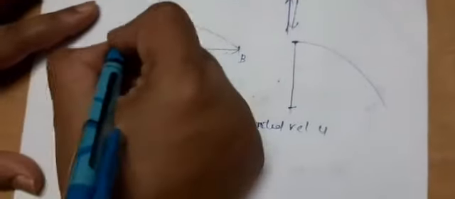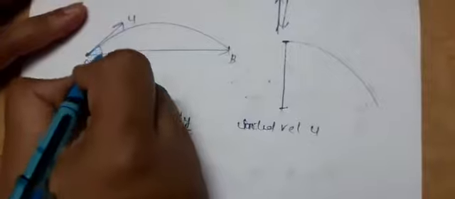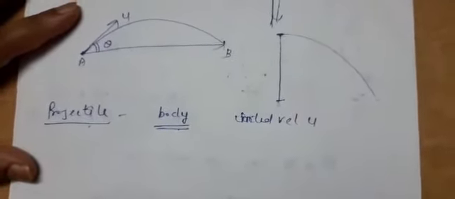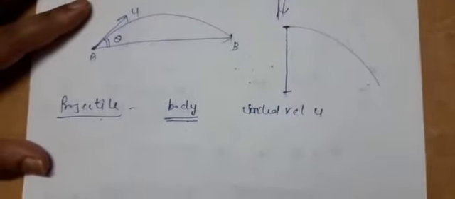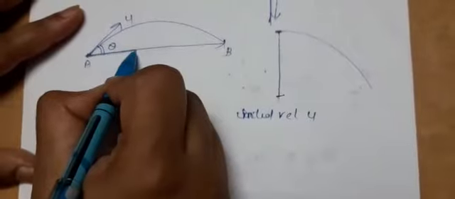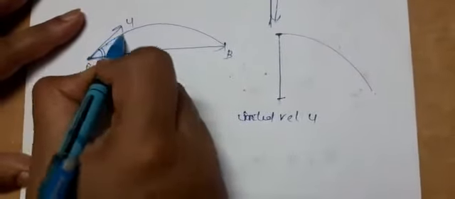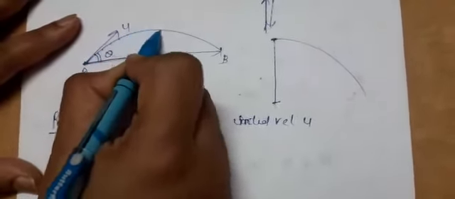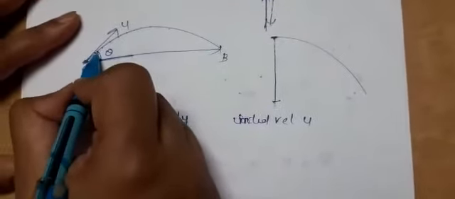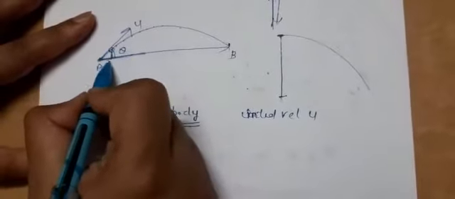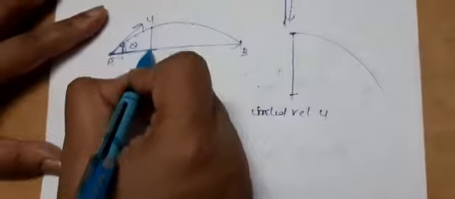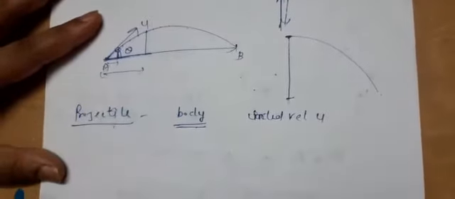If it is thrown with some velocity u making an angle with the horizontal, then it is allowed to move in two dimensions. Two dimensions means it is covering horizontal distance, as well as you can see its height, its vertical distance, is also changing. At the starting point, reaching to this point, it has covered this horizontal distance and this vertical distance. At this particular point, the height has increased as well as the horizontal distance.